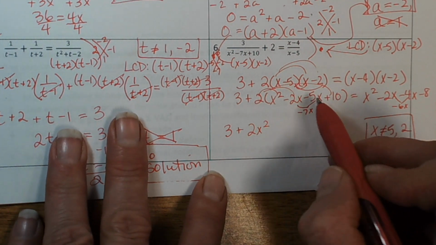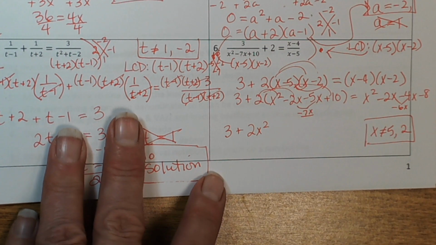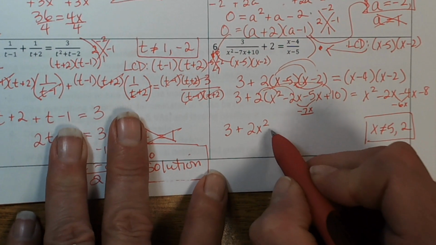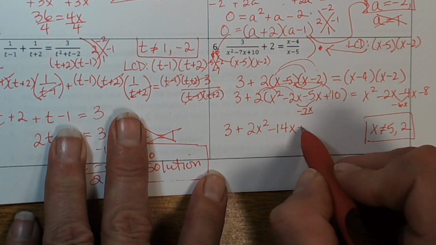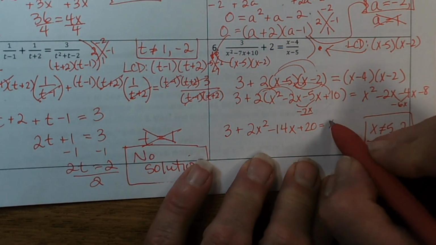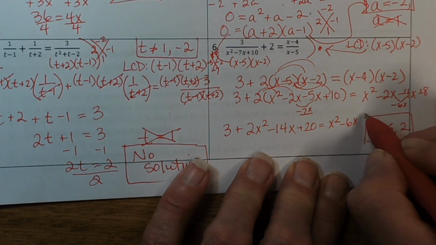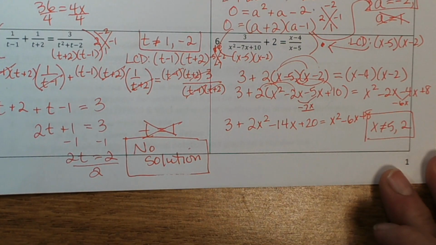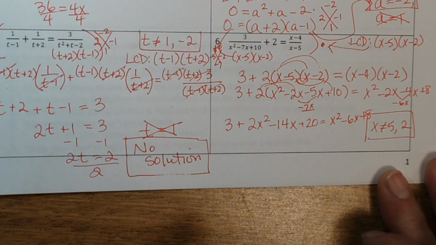Now I'm not distributing it to the negative 2x and the negative 5x because I've already simplified that, and that's negative 7x. So that's going to give me negative 14x, and then 2 times the 10 gives me plus 20. And then over here, I have x squared minus 6x. I'm sorry, that should be plus 8. Plus 8. All right, still need to combine all of our like terms.